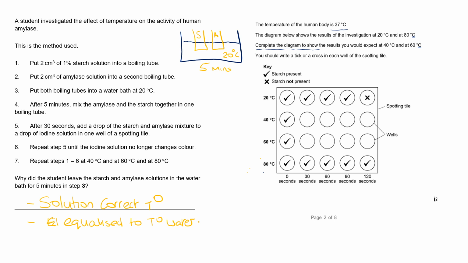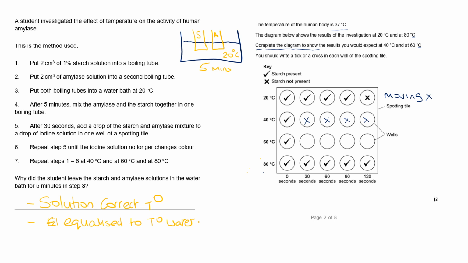So let's just have a look at these results. In the first row at 20 degrees, we can see from our little key that the starch was present for 2 minutes. And then after 2 minutes, the starch was digested, and that's when it stopped changing colour. And that's because at such a low temperature, like I just said, you wouldn't expect the enzymes to be moving much. Now at 40 degrees, that's very close to the temperature of the human body. So in this one, we would expect the enzymes to start working a lot quicker. And so I would predict here that you would check all four dimples to show that the enzyme worked quite quickly because it is so close to the temperature of the human body.